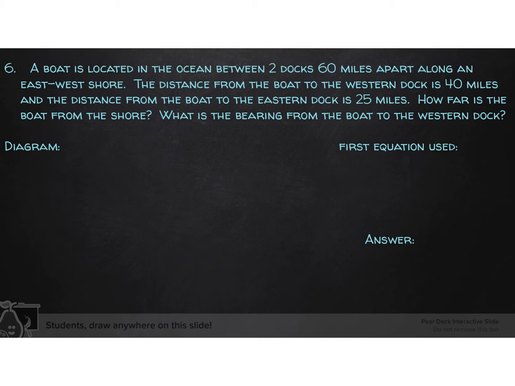It's always nice to see having due west or like an east-west in a problem, kind of simplifies things. So here we're told we're talking about an east-west shoreline, and we have two docks. Let's call them Dock A and Dock B. And they are horizontal, which is super nice. And then they are 60 miles apart.